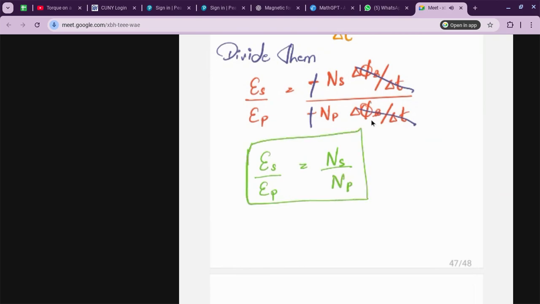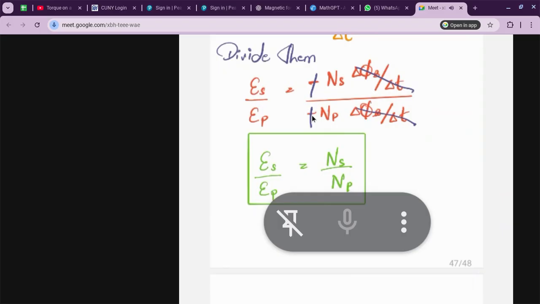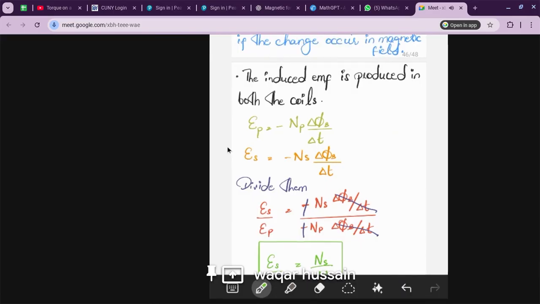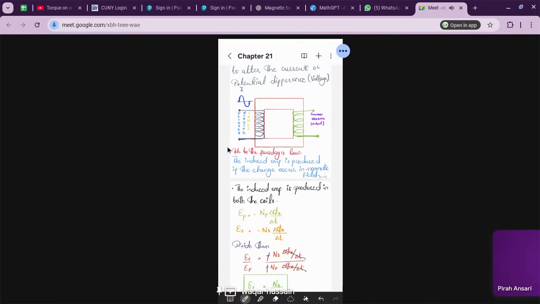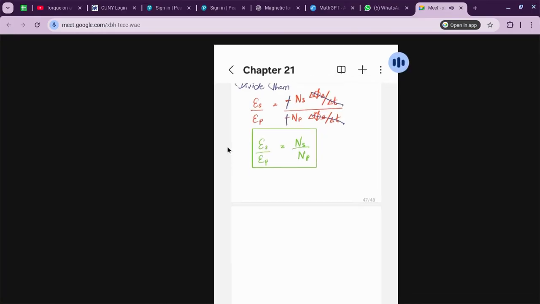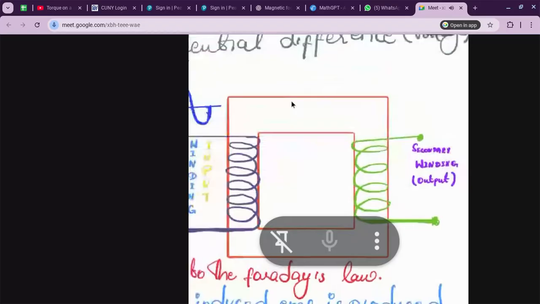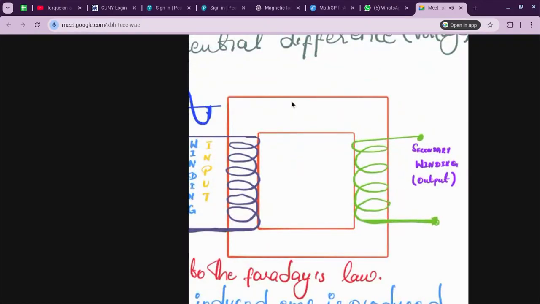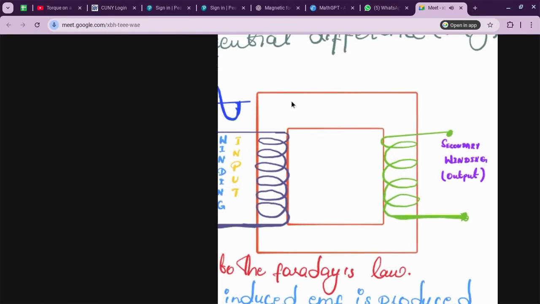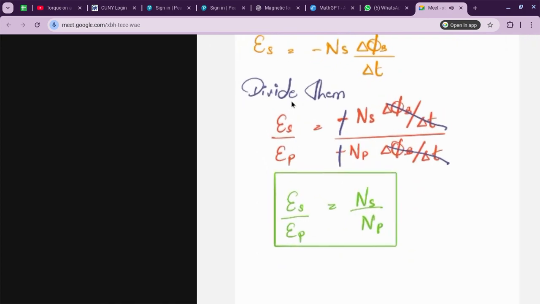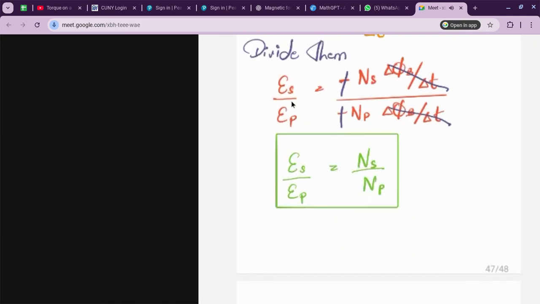So it means that the potential which we got in the output totally depends upon the number of turns. The number of turns of the coil. If you see closely, the number of turns in the primary coil is greater than the number of turns in the secondary coil. So the potential at any winding is proportional to number of turns.